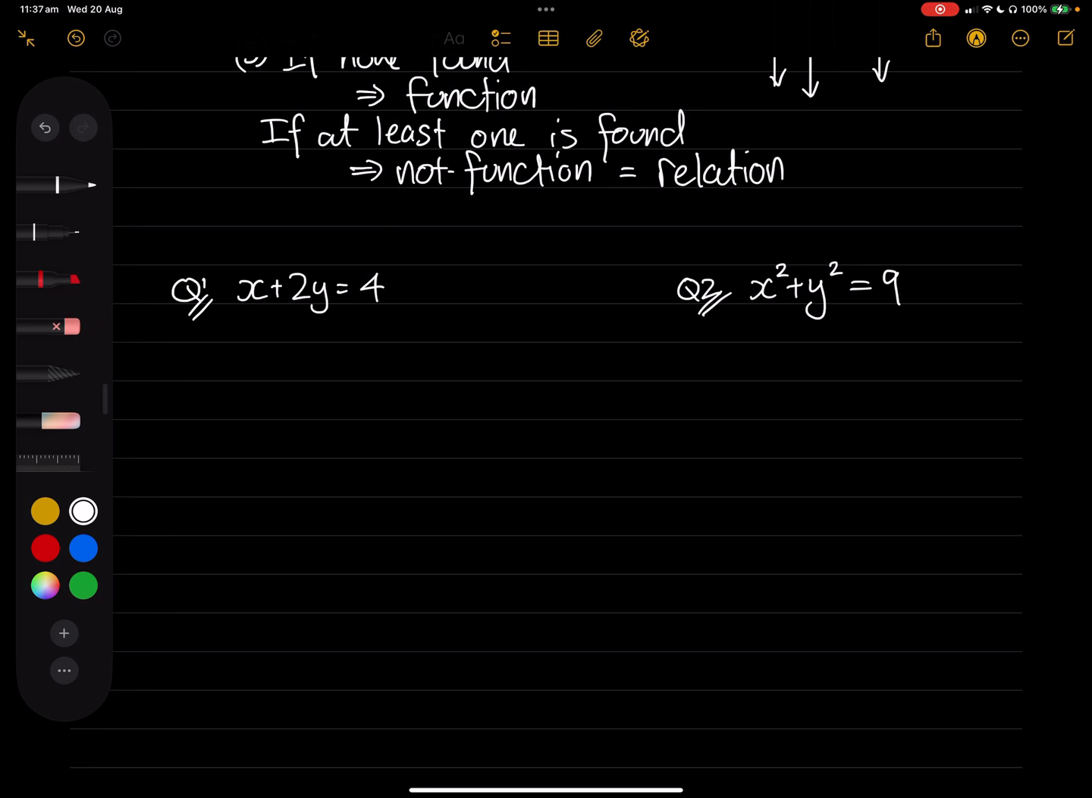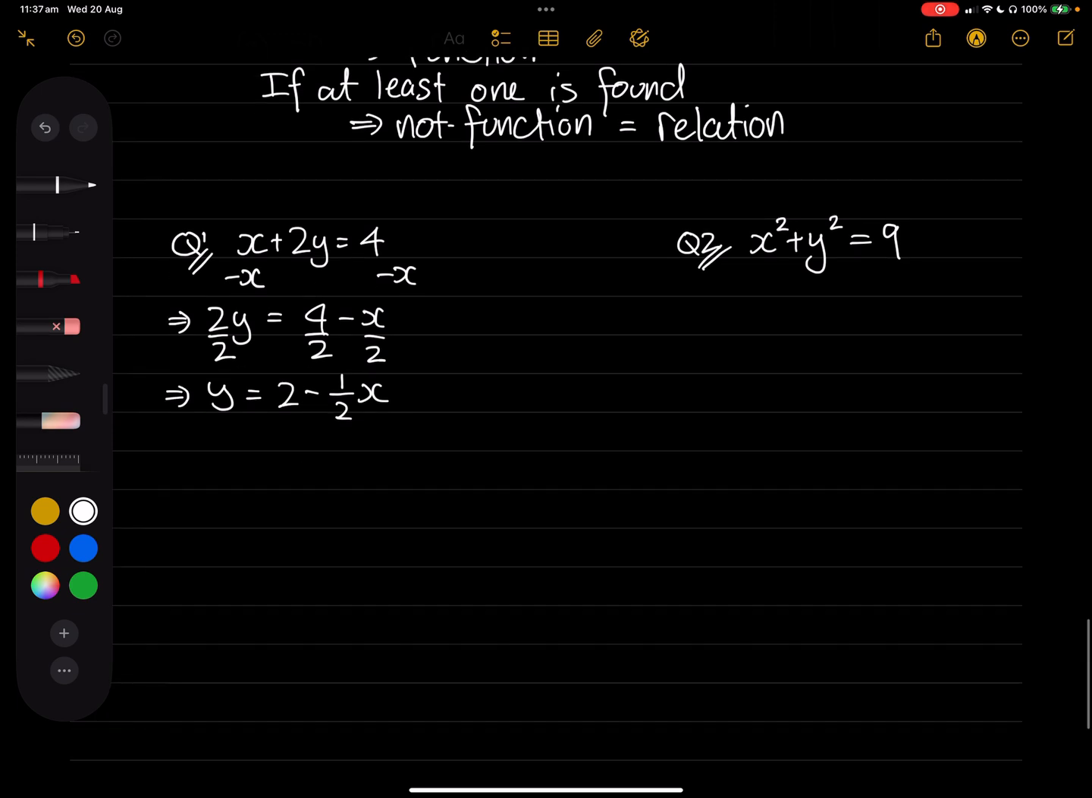Okay, so now that you've had a go at these, let's see what we can do. Well, the first one, if we graph this, we could rearrange it. We could minus x from both sides. So this gives us that 2y is equal to 4 minus x. Divide everything by 2. This gives us that y is 2 minus a half times x. Well, this is a diagonal line. So if we draw a little graph of this, its y-intercept is 2, its slope is minus a half.